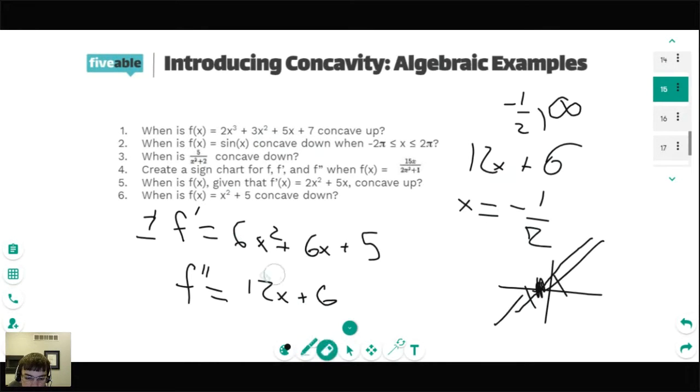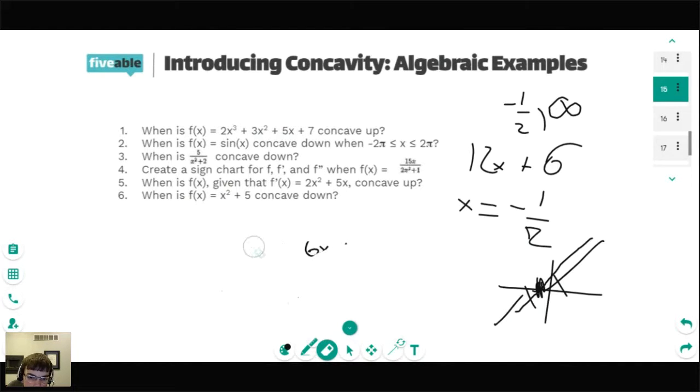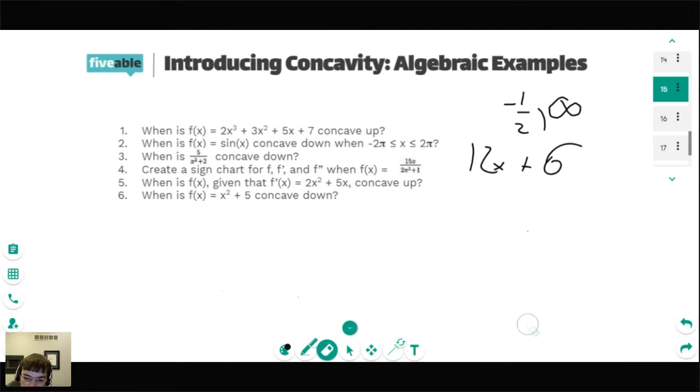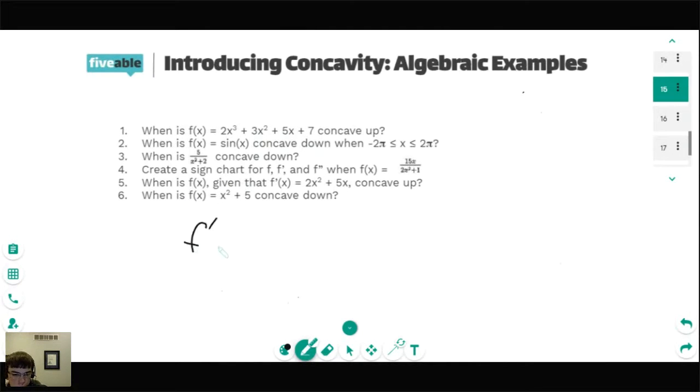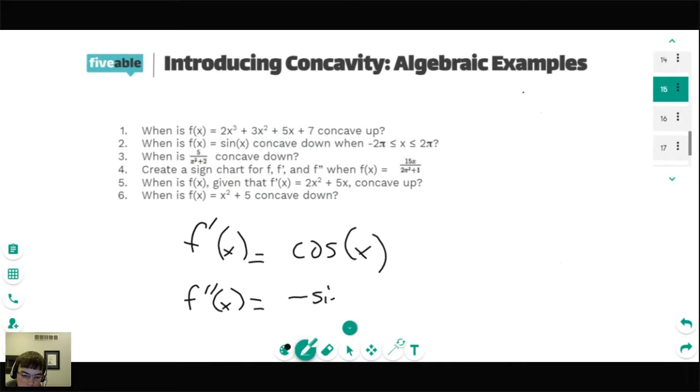Now this next one, we can see, when is f of x equal to sine x concave down when we're looking at between negative 2 pi and 2 pi. So basically within one period of the graph. So using our knowledge of trig derivatives, let's find the double derivative of sine. So f prime of x, the derivative of sine, is cosine. And if we do the double derivative of that, we will get negative sine of x.